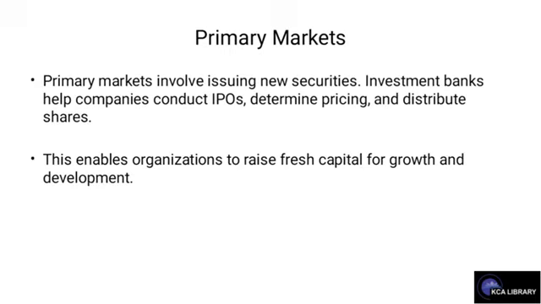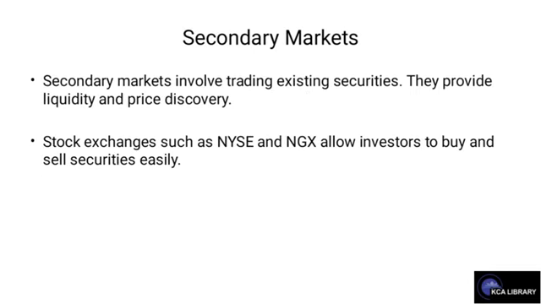Now let's look at the primary market. The primary market is where new securities are issued. Investment banks help companies conduct initial public offerings, which are IPOs. They help companies determine pricing for shares and also help companies distribute their shares. This enables organizations to raise fresh capital for growth and development. Let's look at the next one, which is the secondary market.